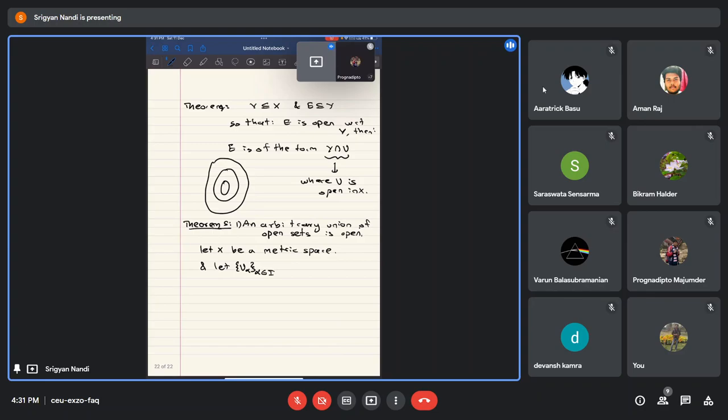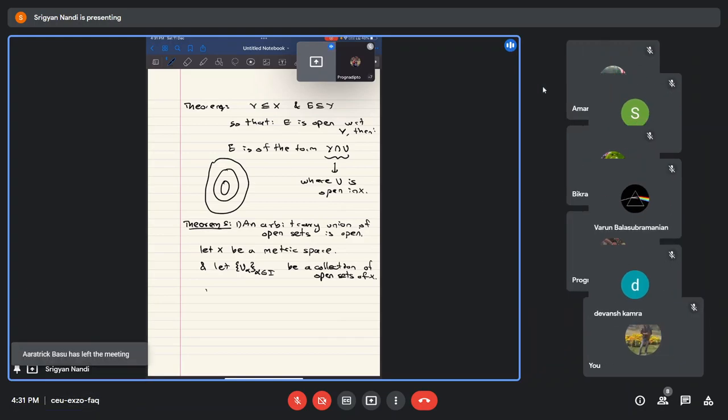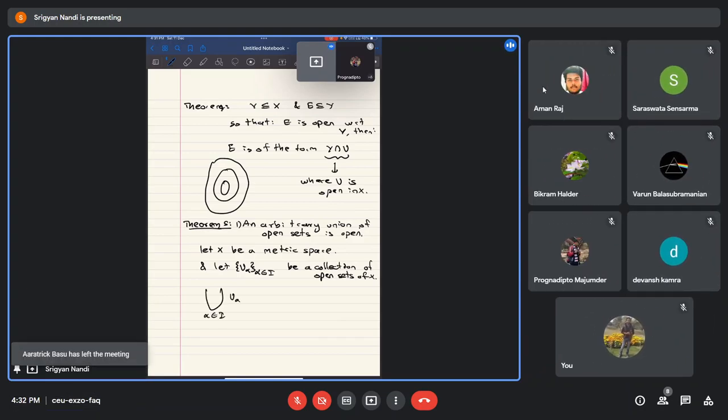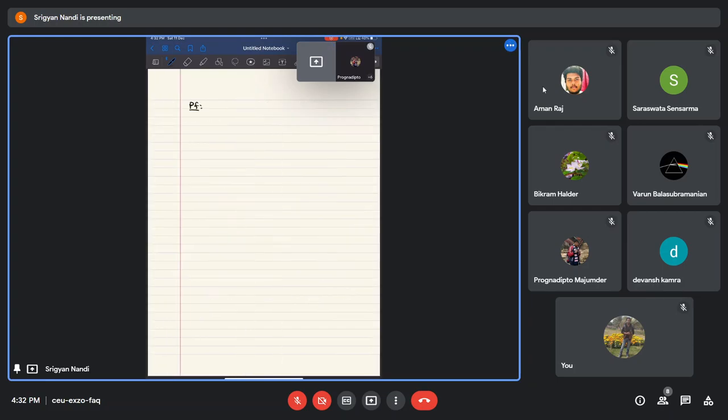So let U alpha be a collection of open sets of X. What we have is that the union as alpha goes over I of U alpha is also open in X. And the proof for that is, again, if let us say X belongs to this union as alpha goes over I of U alpha, then X must belong to some U of A, for some A belonging to I, since it's part of the union.